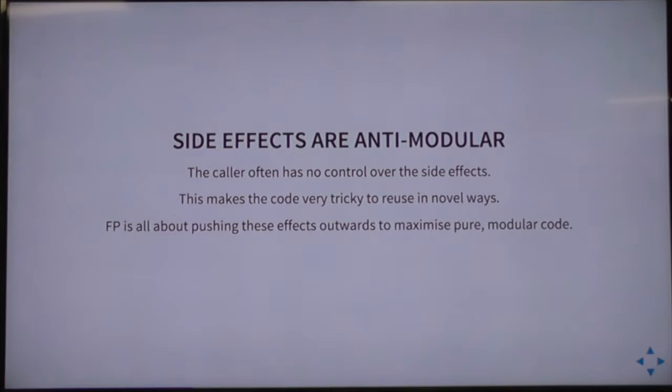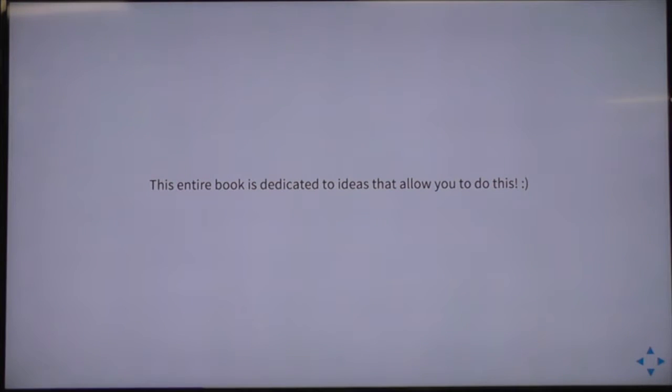And really, I think if FP is one thing, it's about pushing these effects to the outside of our program so that we can maximize this kernel of pure code that we can reason about and reuse in a modular way. And this entire book is dedicated to techniques that will make this happen. There's a lot. I'm not going to say that it's easy. There's a lot of pages in here just to tell you how to relearn how to program. That's hard, but hopefully, by the end of this course, you will appreciate the benefits and realize that it's probably worth it. Or you won't, and at least you'll know really objective reasons why it doesn't work for you. That's a good thing too.